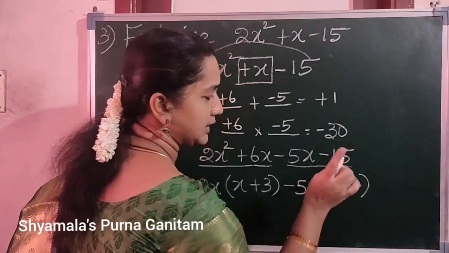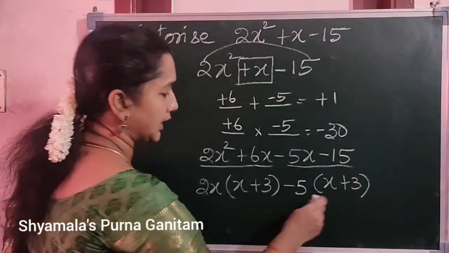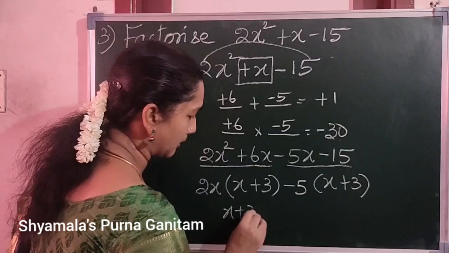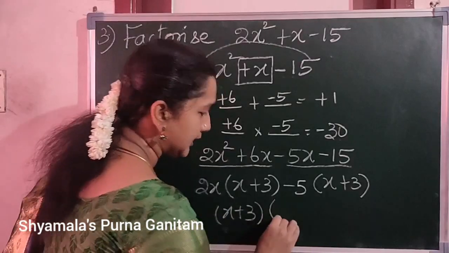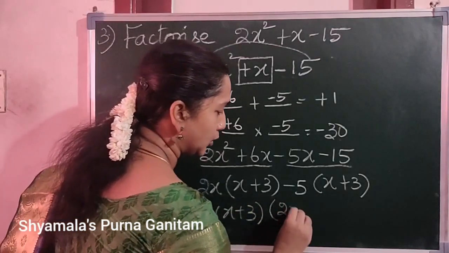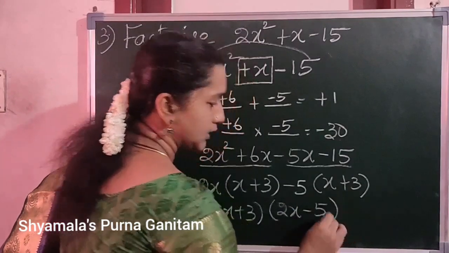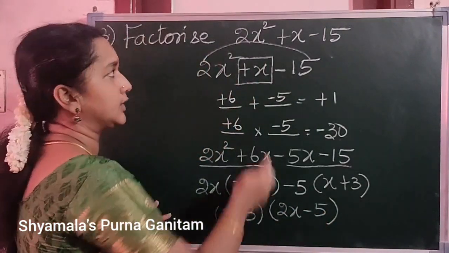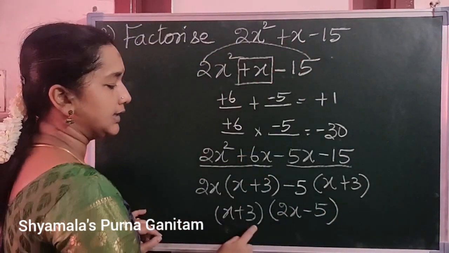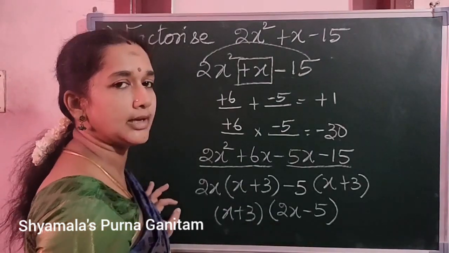Minus 5 into 3 is minus 15. So here I will take x plus 3 common, balance outside. The remaining numbers will be 2x minus 5. So these are the two factors for the given question. That is x plus 3 and 2x minus 5.